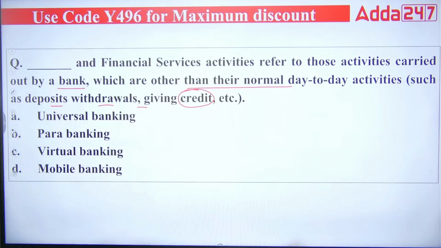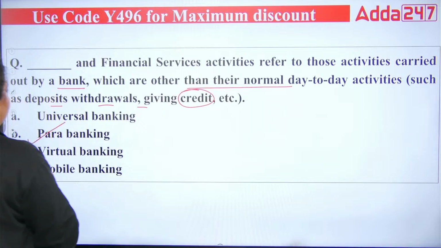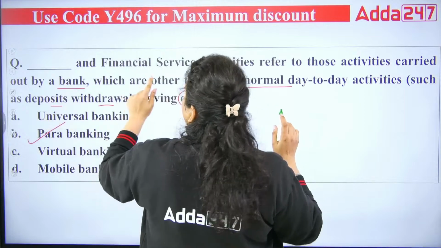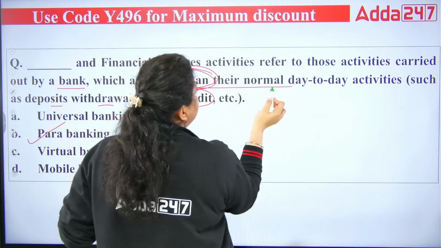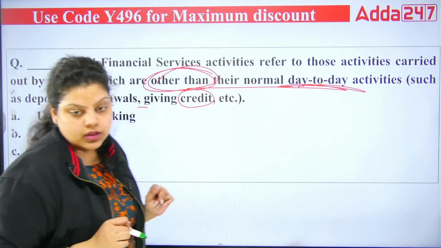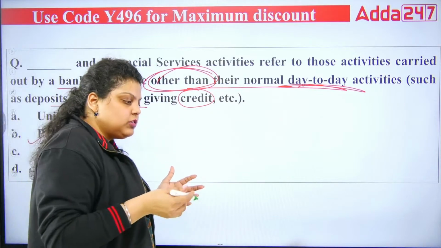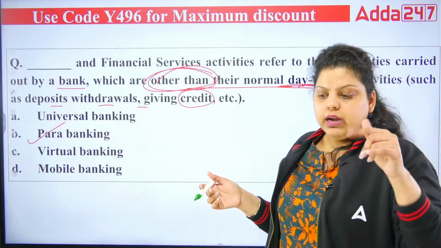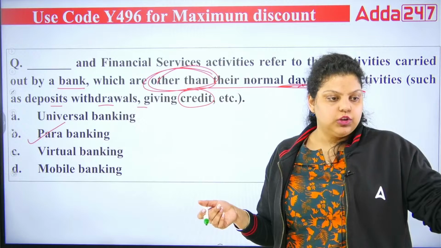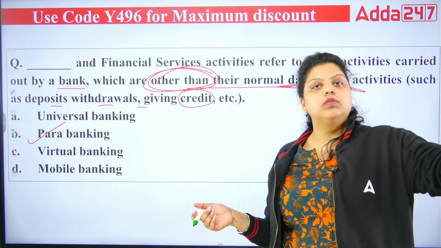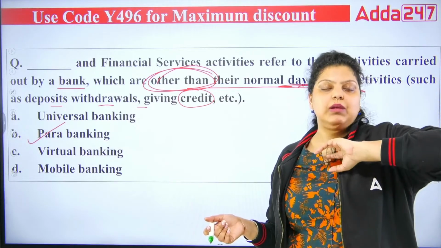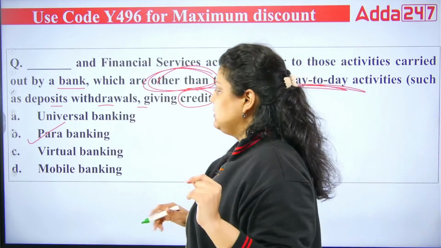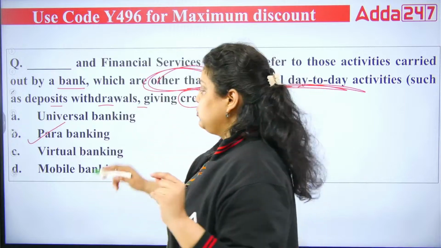Okay. The right answer will actually be para banking. Why para banking? Because it says those activities carried out by a bank which are other than their normal day-to-day activity. What is the day-to-day transaction of a bank? Deposit, withdrawal, lending, that's the day-to-day transaction of a bank. Apart from these transactions, when a bank provides other additional services to the customer, that is known as para banking. So the right answer is A. Sorry, B. The right answer is B.